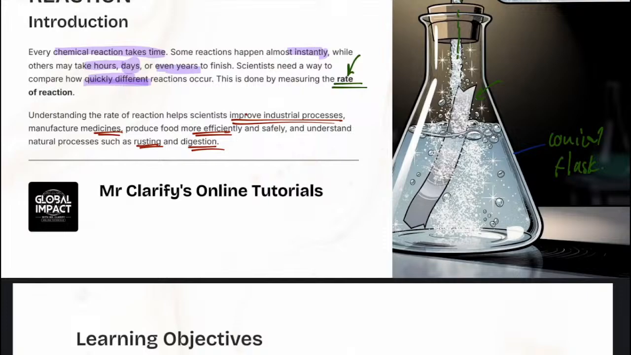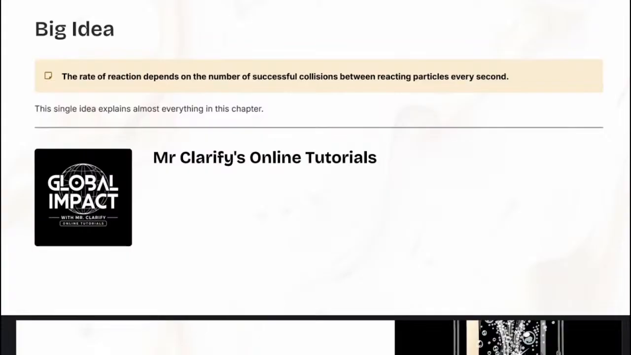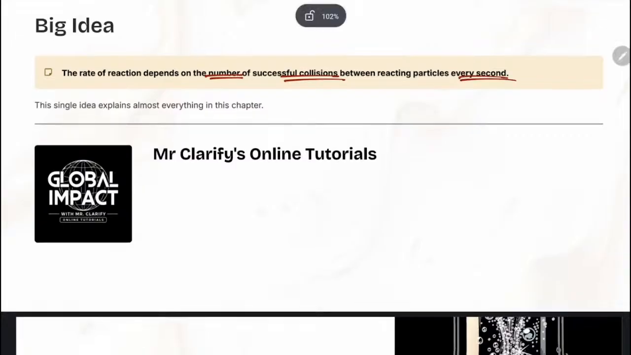So let's see how we can do it. We need to check. Let's see how we can know how fast the reaction is happening. Right. Rate of reaction depends on the number of successful collisions. So if you want to have a reaction, you must have a successful collision. Now, if you want to see the speed of a reaction, you should see the number of successful collisions every second. Are we together?